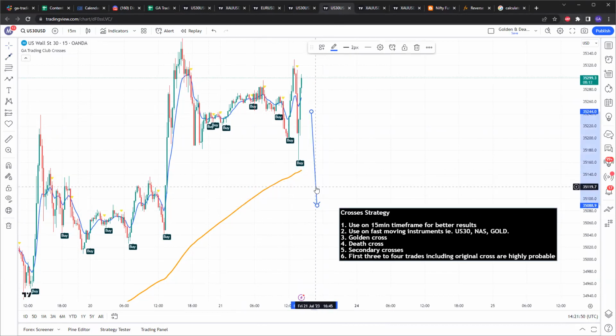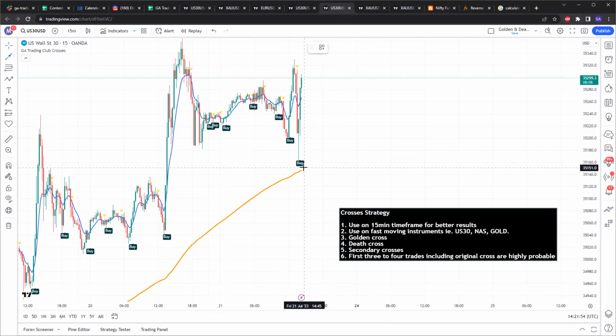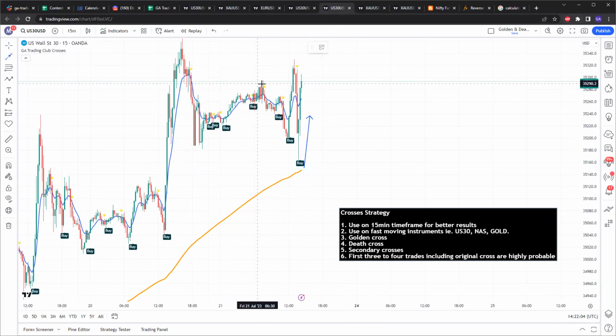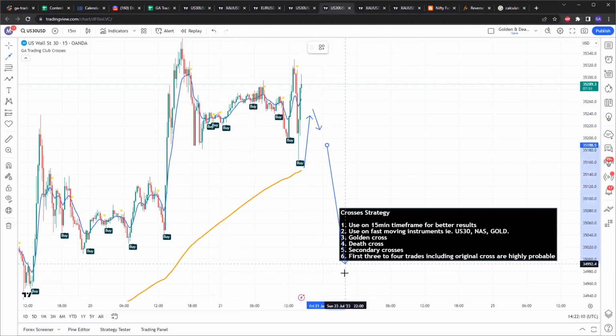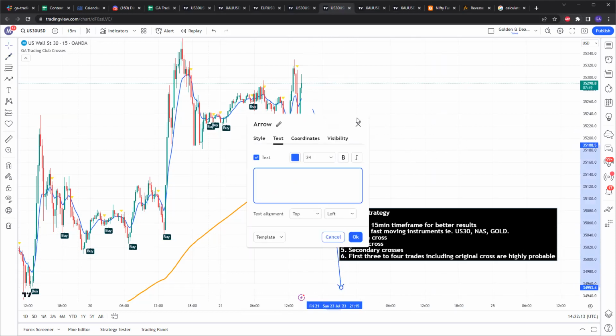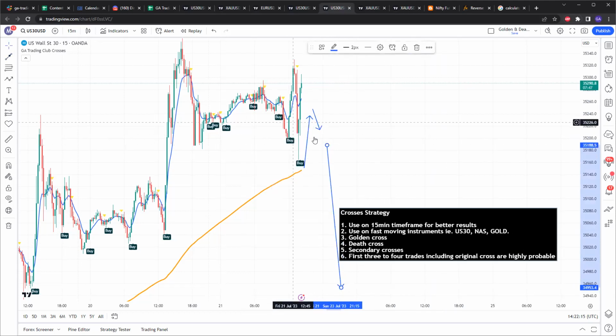What I want to happen is I want this 200 DMA, which is why I'm actually not feeling too bad for this move to the upside, to come closer to the 9 EMA, such that when that death cross happens, it will happen with so much vigor, and then we'll have a nice steady consistent flow to the downside.